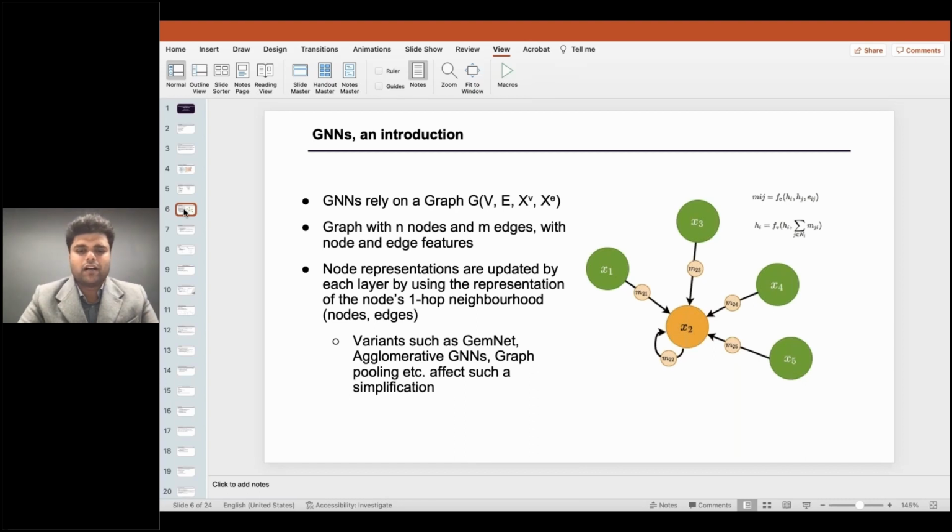There are obviously variants which do much more complicated things, like look at a much larger neighborhood, or look at the subgraph to which the node belongs, or do graph pooling, where a collection of nodes are agglomerated into a single node. So there are variants, but a simplistic view of GNNs is that every node looks at its immediate one-hop neighborhood and a function is run on those features to figure out the next node representation. So that's the simple plain vanilla explanation. Next slide, please.